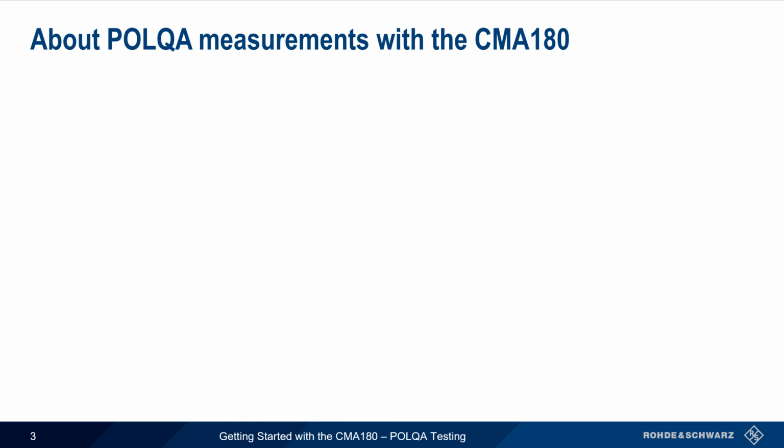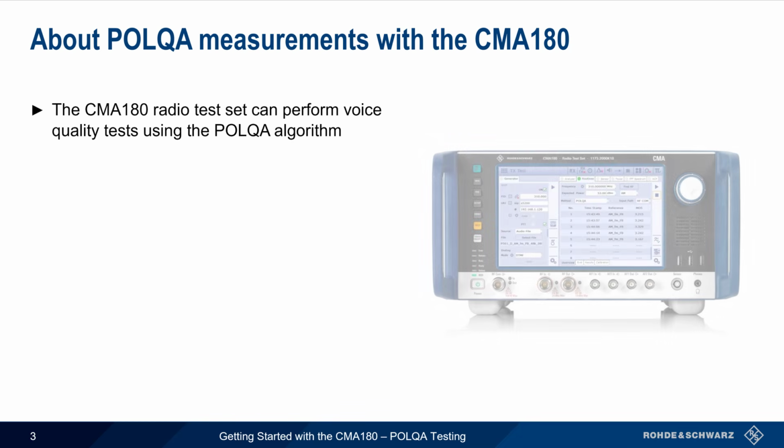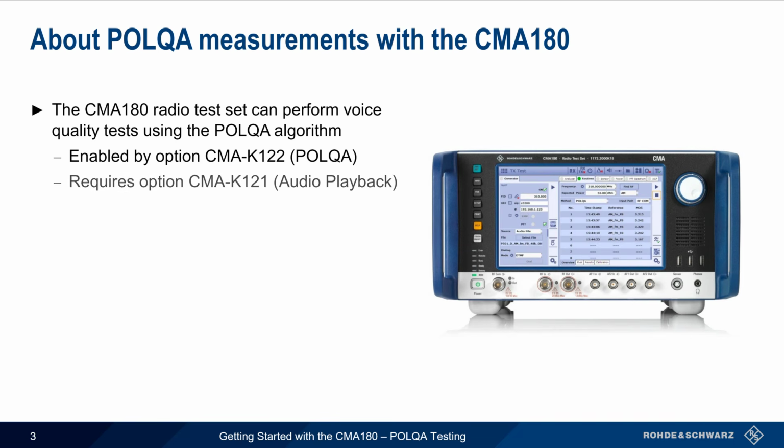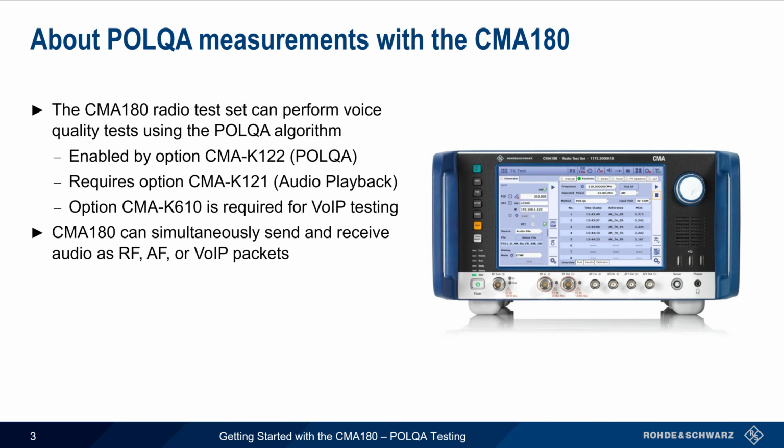The Rohde Schwarz CMA180 radio test set can perform audio quality tests using the POLQA algorithm when equipped with license option K122. Option K121, audio playback, is also required, and the VoIP option, CMA K610, is required if testing POLQA using VoIP interfaces. The CMA tests POLQA by simultaneously sending and receiving audio as modulated RF, as AF or audio frequency signals, and as a payload of VoIP packets.